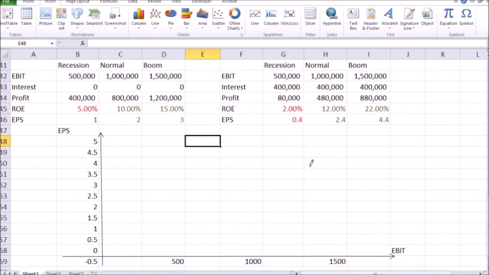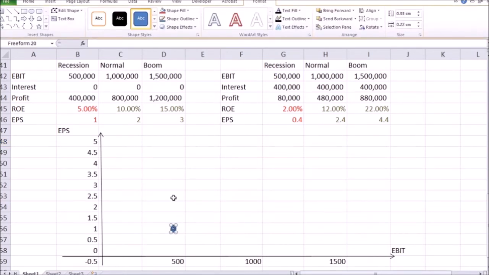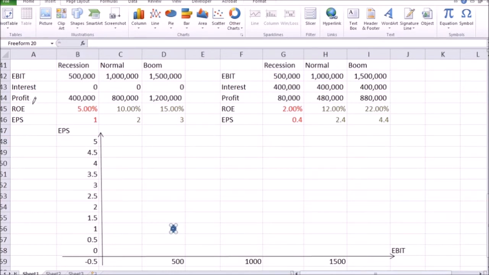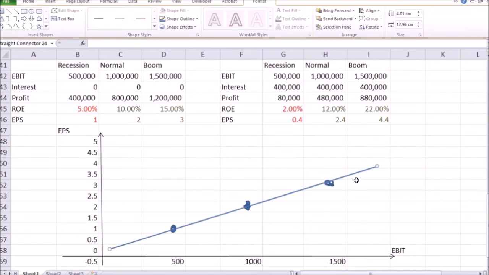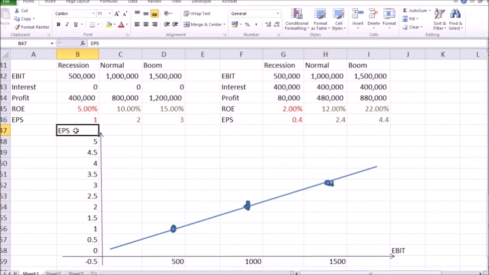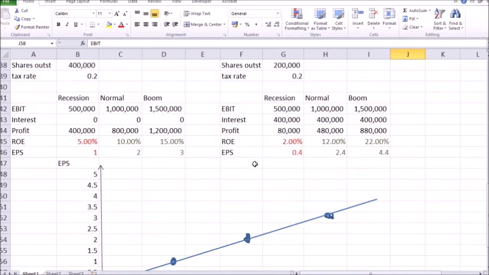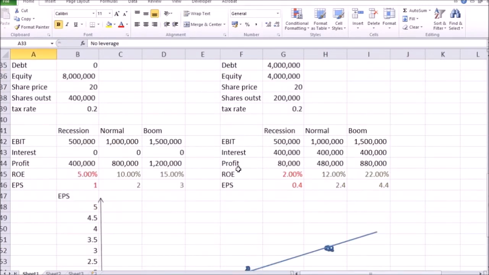So let's place the dots over here for the first case of no leverage. When EBIT is $500,000, the earnings per share is $1. So that's a point somewhere there. When EBIT is 1 million, earnings per share are around $2, a point somewhere there. And $3 for EBIT of 1.5 million, a point somewhere there. And the line connecting these points shows you the relationship between earnings per share and earnings before interest and tax in blue color for the company that does not have any leverage.